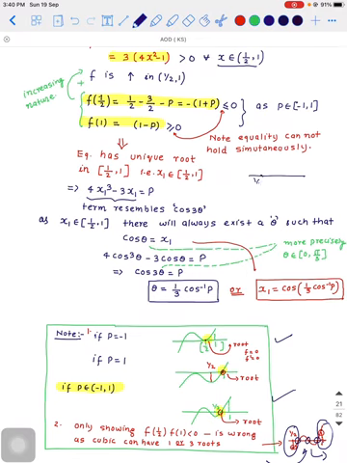At half function is negative, at 1 function is positive, and function is strictly increasing. So there will be a unique root. I will take the case when f of half will be 0 and f of 1 will be 0. I am repeating, both will not be 0 at the same time.